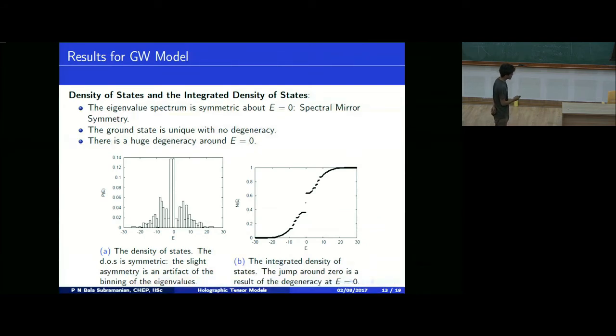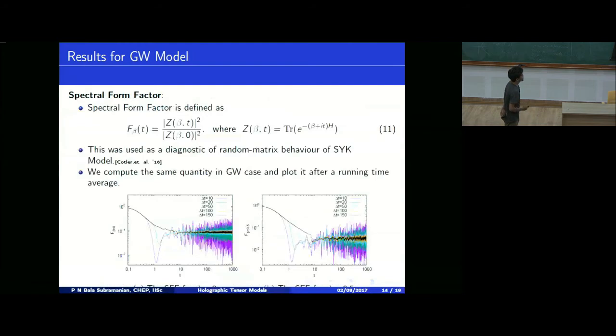This is a density of states plot. You can see that it is symmetric around the E equals 0 axis to either side, and at E equals 0 you have a large number of states lying there. One can find the integrated density of states plot by summing over the binning. Yes, the ground state is unique in the sense that it's the smallest state. From this you can also find the integrated density of states, and again, the jump here is caused by the huge degeneracy at the energy level E equals 0.